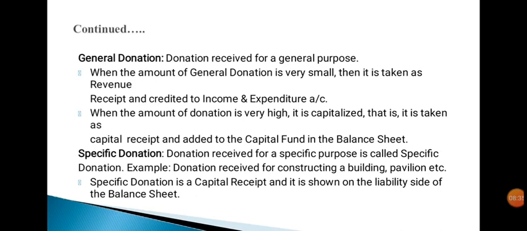The next one is specific donation. Donation received for a specific purpose is called specific donation. And examples are donation received for constructing a building, pavilion, etc. And this specific donation is a capital receipt and it is shown on the liability side of the balance sheet. Usually, specific donation is collected once in a while by a non-trading organization. So, specific donation is considered as a capital receipt.